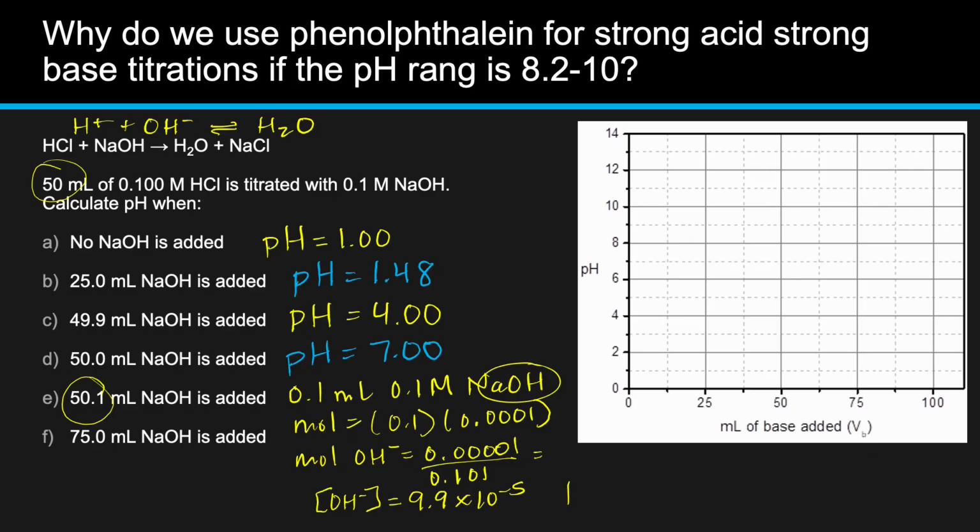So if I want to solve for pOH, it's going to be the negative log of that. So that gives me a pOH of 4.00. So if I want to find pH, I'm going to take 14 minus 4. That's going to give me a pH of 10.